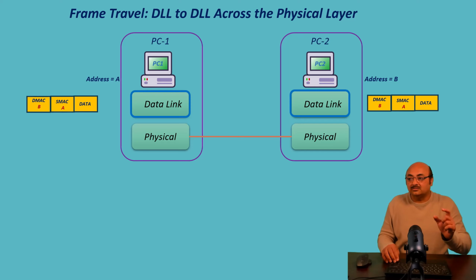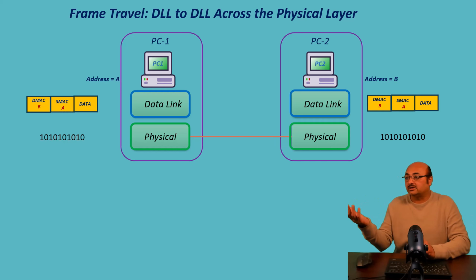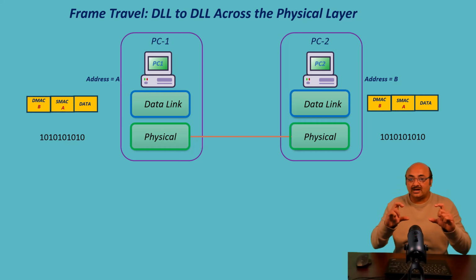Similarly, the physical layer on both the sides are talking with each other. What language are they talking about? They are talking in the language of bits. Physical layer on this side is transmitting bits. The physical layer on the other side is receiving the bits. So this is the layered structure where I am just presenting layer 1 and layer 2.